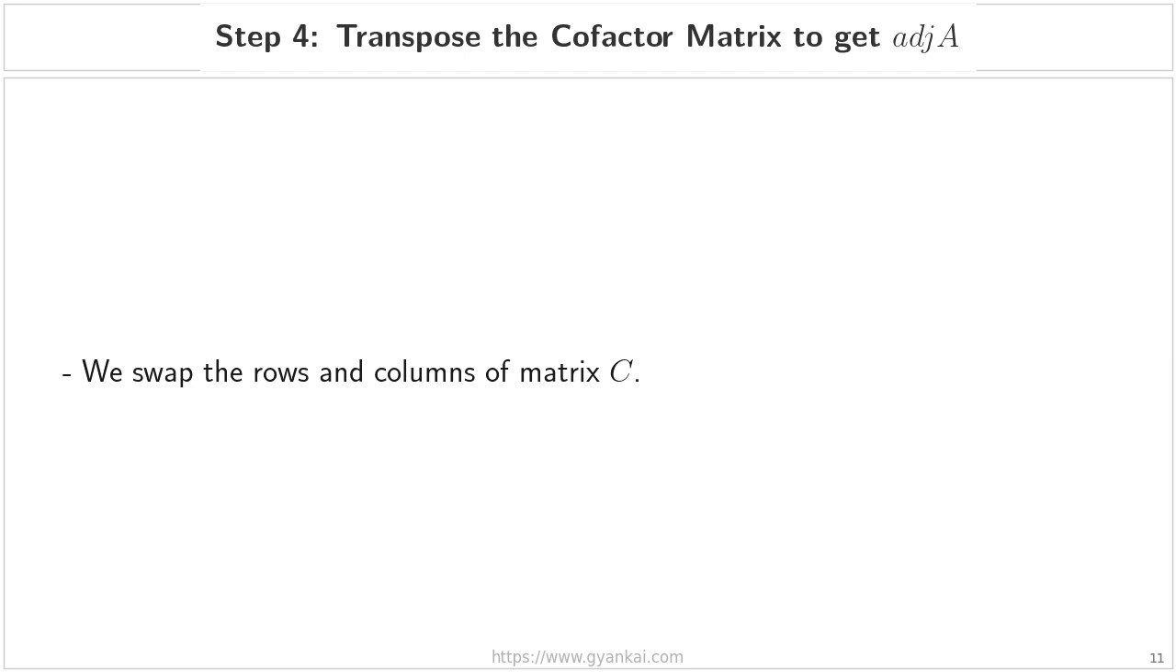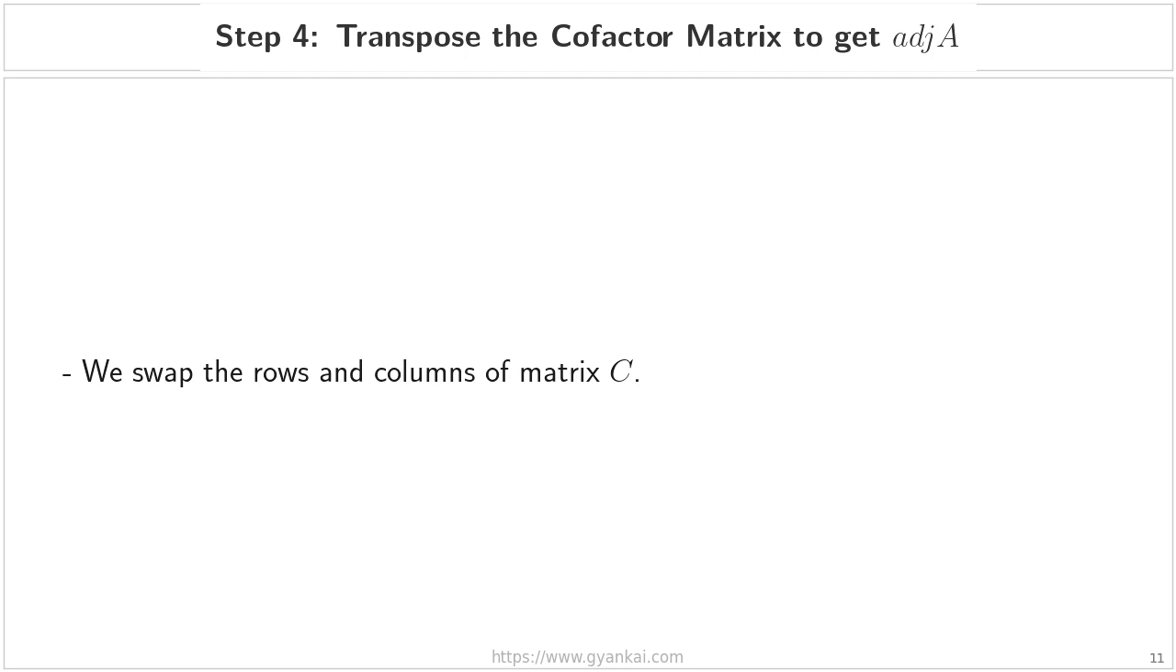Now, we have reached the final step of our process. In the previous slide, we successfully constructed our cofactor matrix, which we labeled as matrix C. However, remember that the cofactor matrix itself is not yet the adjoint. To finish the job, we must perform the fourth and final step. We swap the rows and columns of the matrix. This operation is known as finding the transpose.